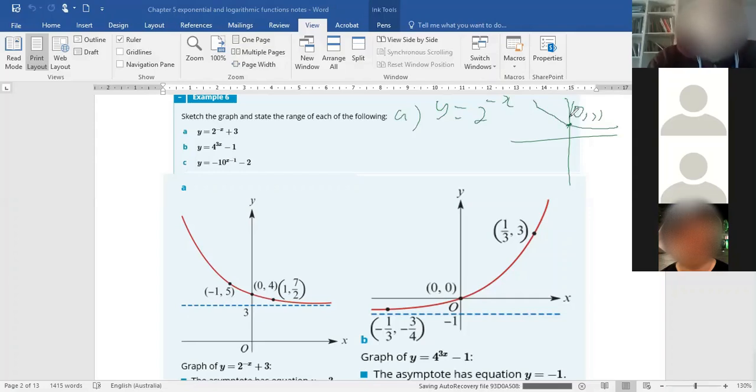What does the 3 do? It shifts it up 3. So here's the new graph: y equals 2 to the power of negative x plus 3. I've got the same graph, but the asymptote is now y equals 3, not y equals 0, because it's been translated.